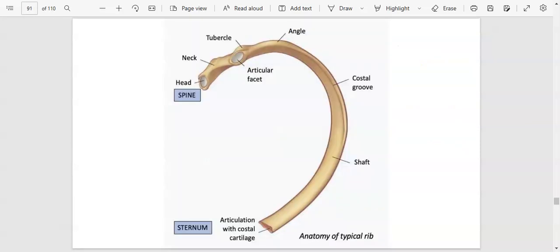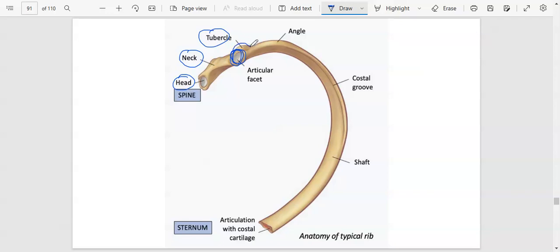So this is basically a rib that has the head which attaches. This one is behind, so it is going to go behind and attach to the vertebral column. That's the thoracic region. And then this articular facet is the one which attaches to the transverse process of the thoracic vertebra. And then you have the neck between the head and the articular facet. You have the tubercle. A tubercle is something that comes outside, anything that comes outside.